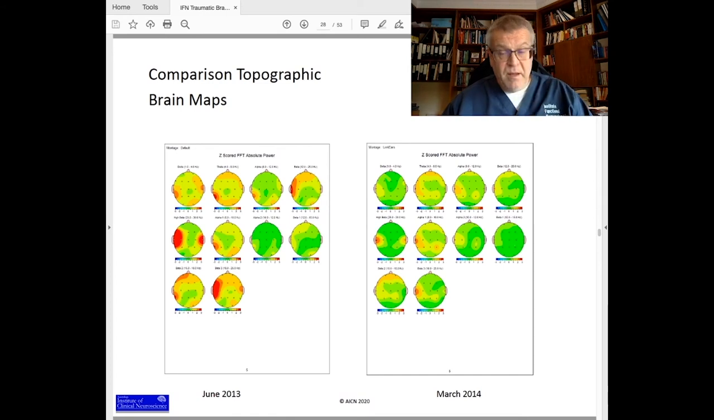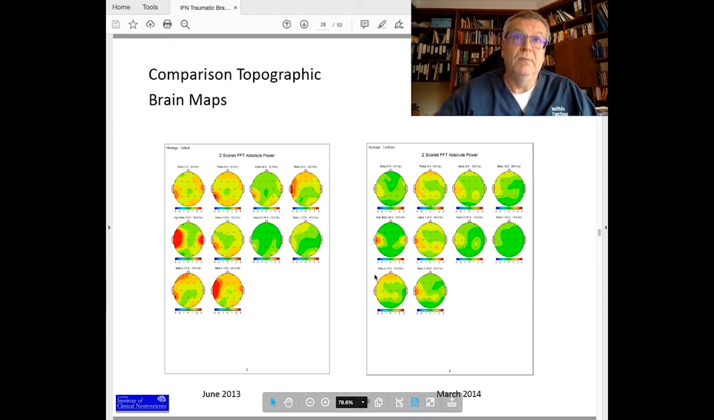So these are the before and after maps that we recorded from this patient that was just demonstrated in those videos. And you'll see that the bright red areas over his left ear and some small areas over the right ear have resolved. So the left picture is before treatment, and the right picture is after treatment. And you'll see that these red areas have resolved significantly.